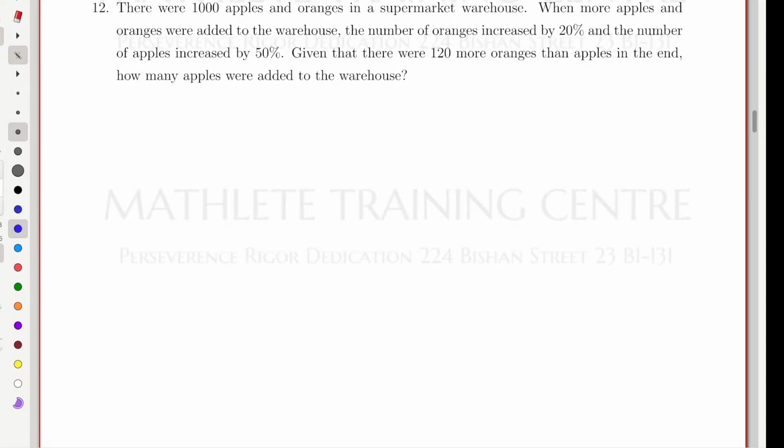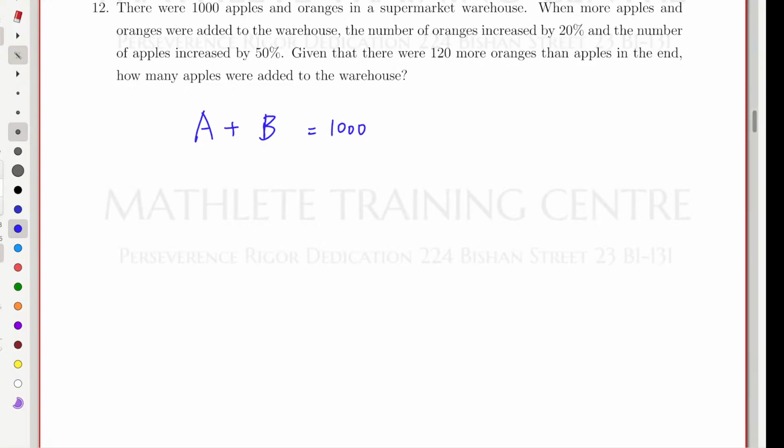Okay, so what do we do? Well, we try to set up equations. At the start, apples plus oranges, I'm going to have 1,000. Now, I'm not going to write down the letter O for oranges because O looks like the number 0. So instead, I'm going to write down B for oranges. So this is apples and oranges, at the start is 1,000.